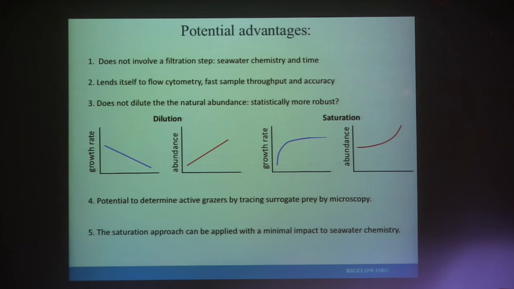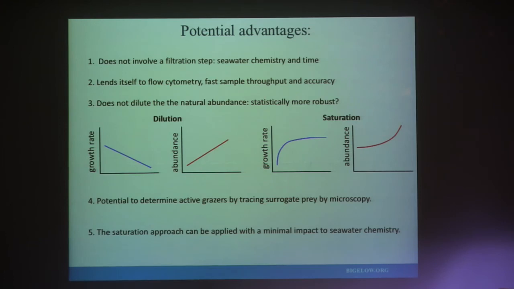So what are the advantages of this approach? Well, one big advantage is that it doesn't involve that filtration step that Diane talked about. So you're not changing the chemistry of the water through filtration, and you don't have that time-consuming constraint. It lends itself to flow cytometry, so you can do fast sample throughputs and pretty accurate counts generally.